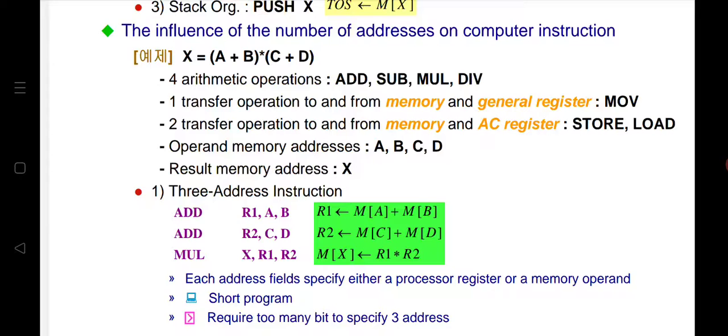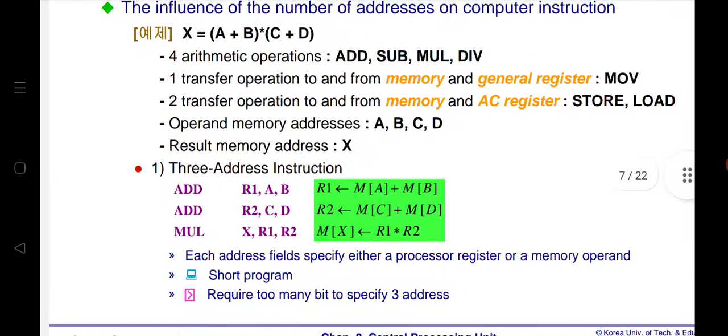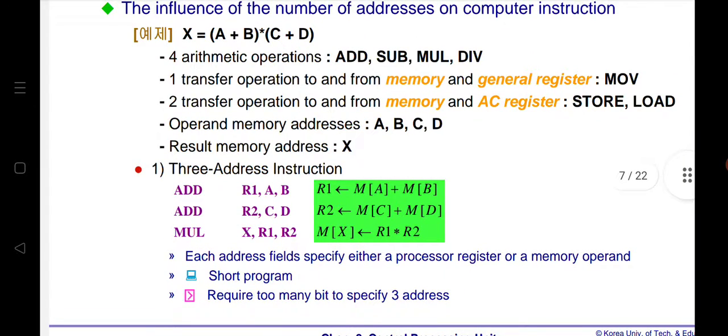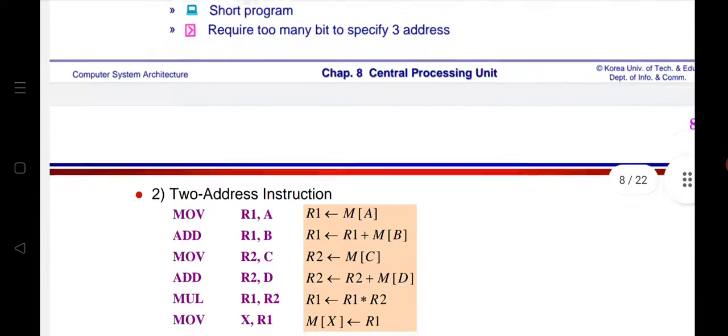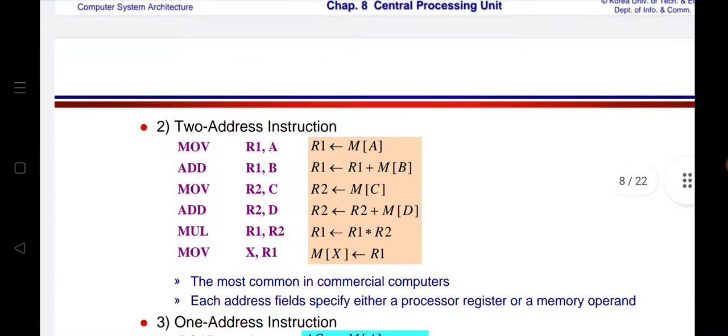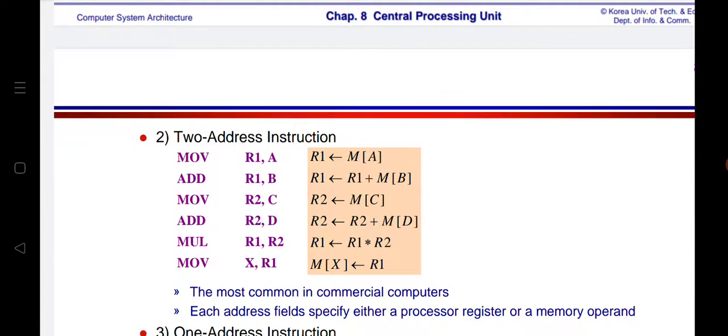So each instruction requires 3 addresses that I need to specify. That is the disadvantage of this particular 3 address instruction. Let us see if I'm using a two address instruction format. A 2 address instruction format is very easy.